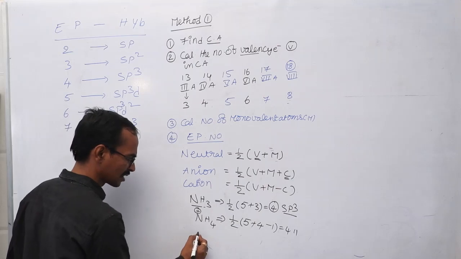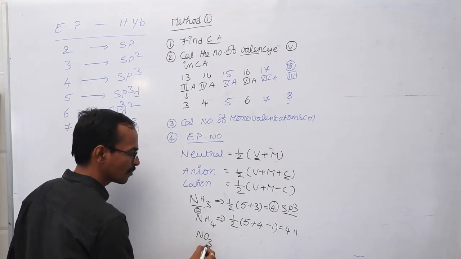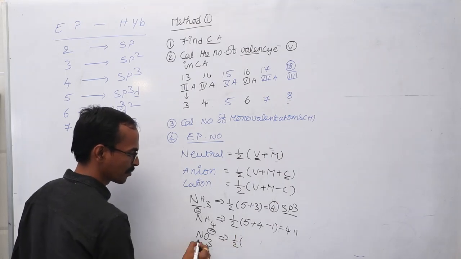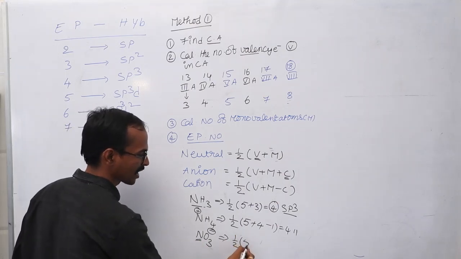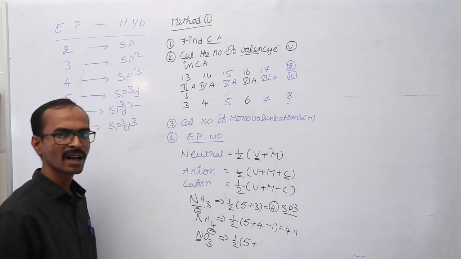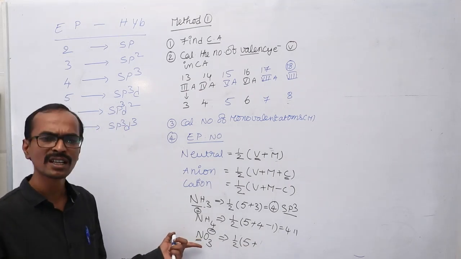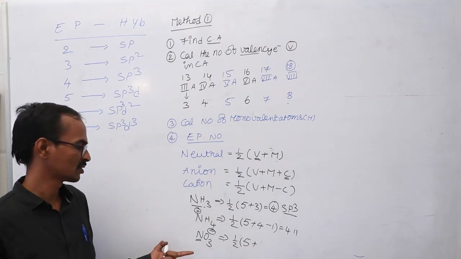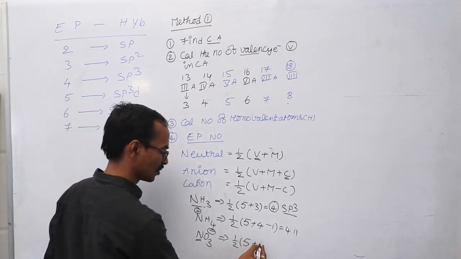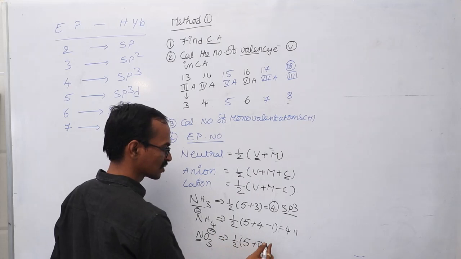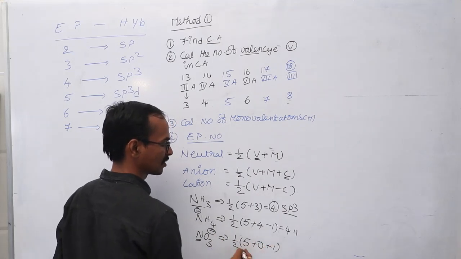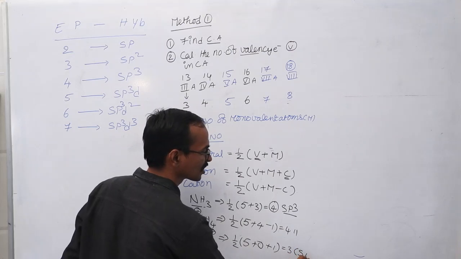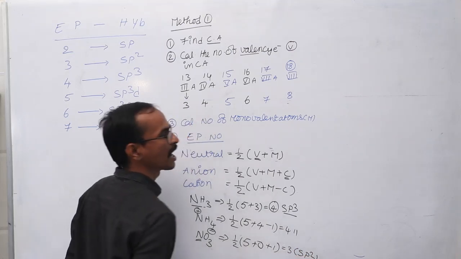Let me take another example. NO3 minus: half into the group number of nitrogen, the central atom, 5 plus, are there any monovalent atoms? Oxygen is divalent. I told you only hydrogen and halogens should be considered. So 5 plus 0. As you have minus 1 here, plus 1. So 6 by 2, 3. 3 means which hybridization? sp2 hybridization.